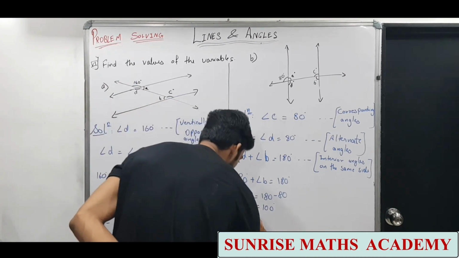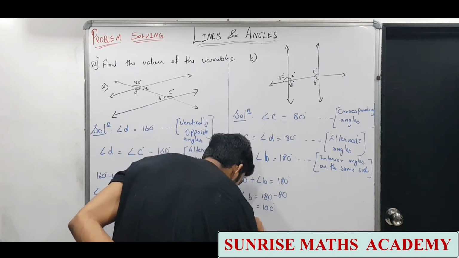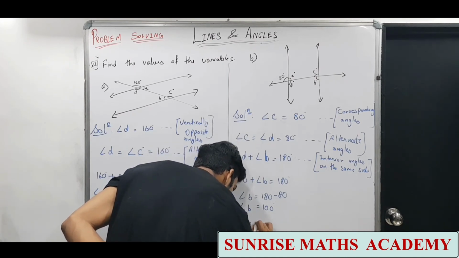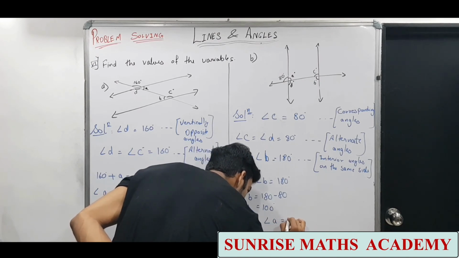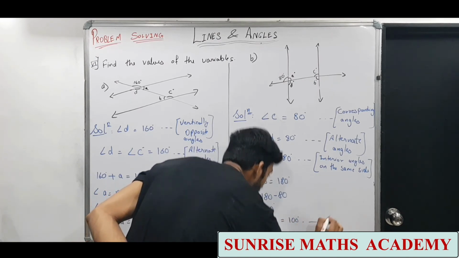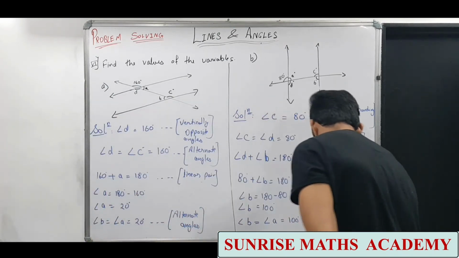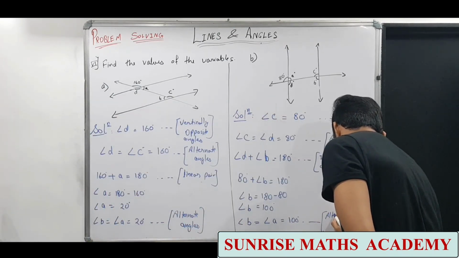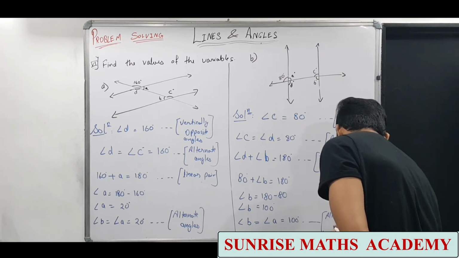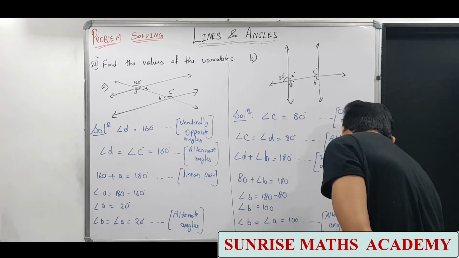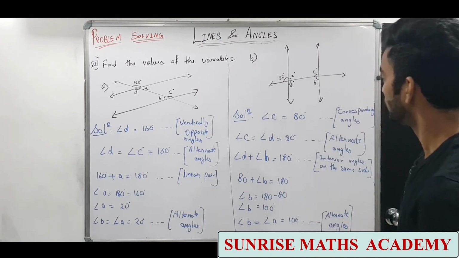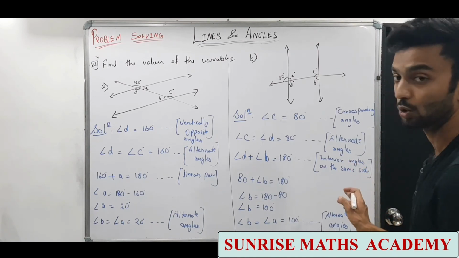Last A, angle B equals to angle A equals to 100 degree. A and B, these are having relation alternate angles. So that's how we find the unknown values.